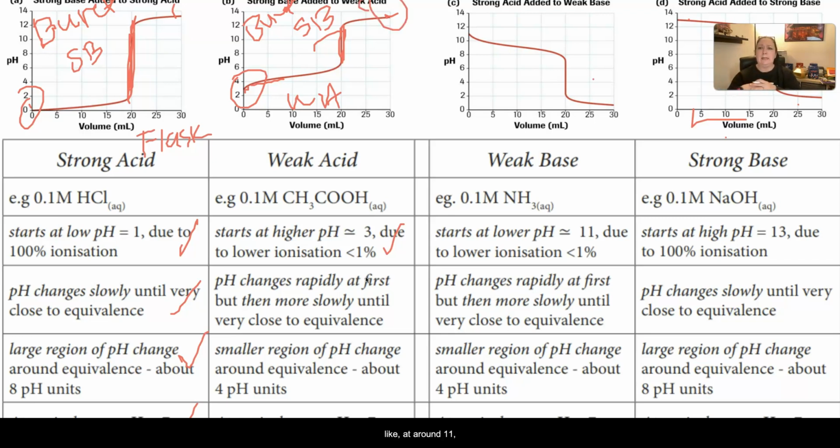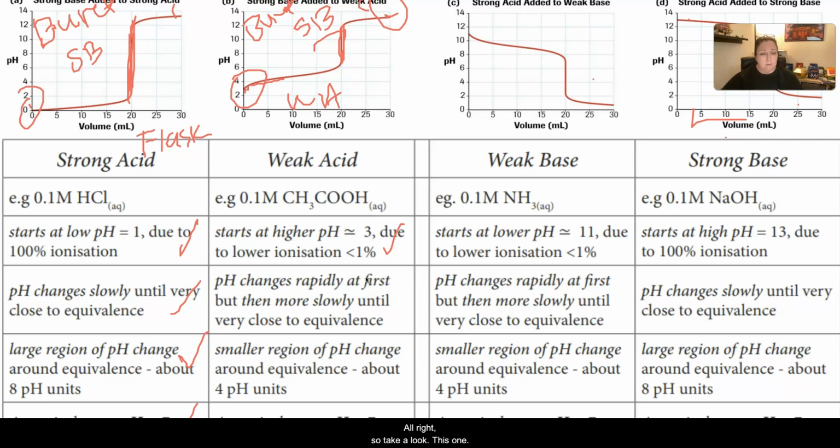If it ended at around 11, then it could have been a weak base. But then you compared the Ka and the Kb value, and the Kb value for the base would have been greater than the Ka value for the acid. But in this case, it doesn't. It ends above 12, so it's a strong base. Okay, so now C, weak base.